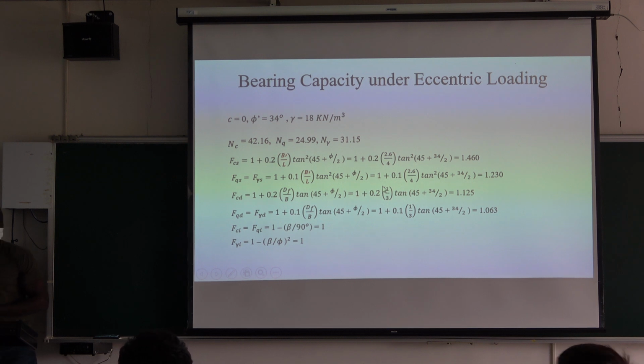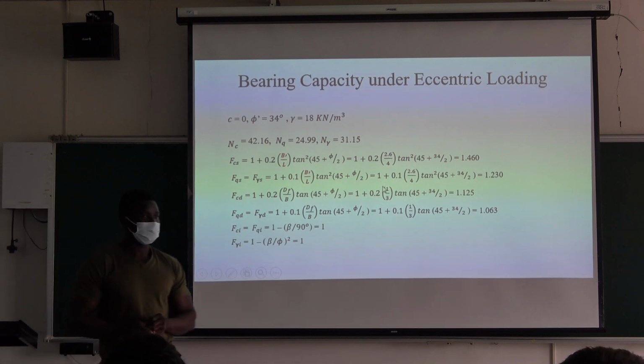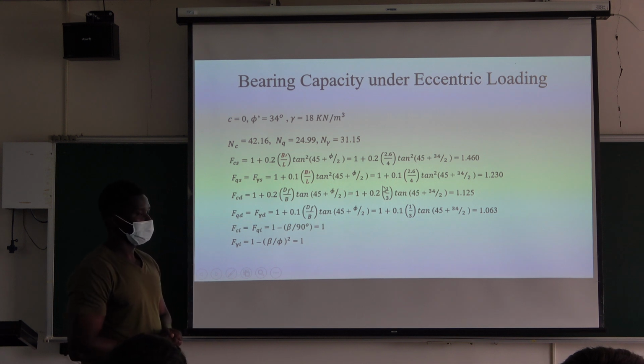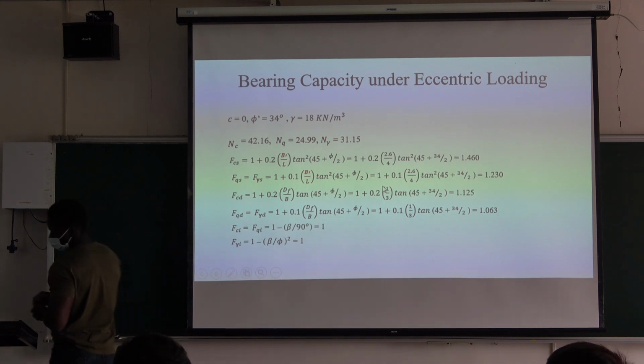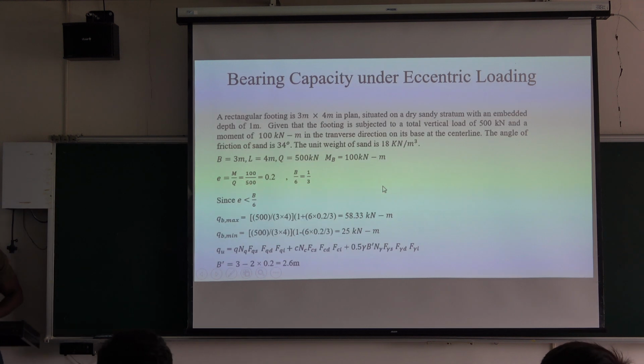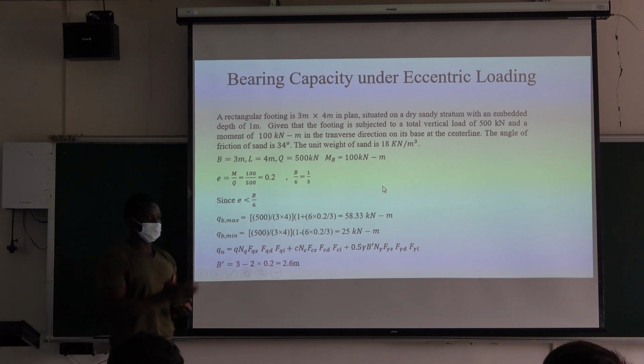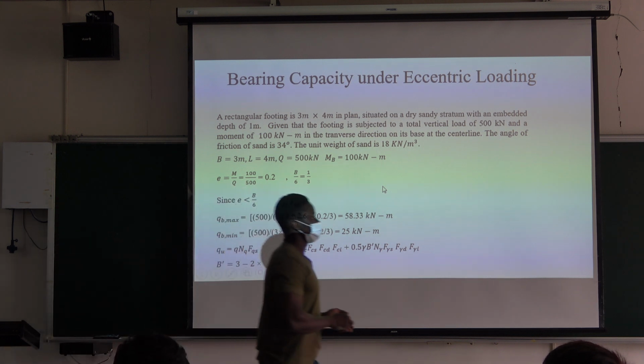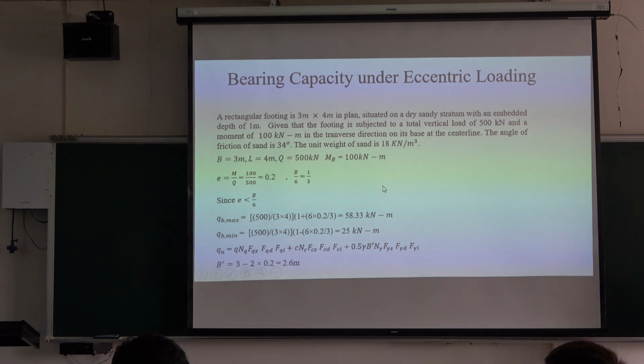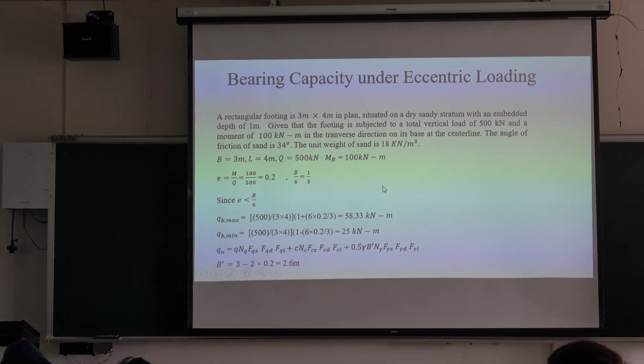I have a question. In which part do we use QB max and QB minimum? In the last line, you mean? Oh, that one. This one is just giving you an idea of the distribution of the loading at the base of the footing, the distribution of the pressure. So it's like this.